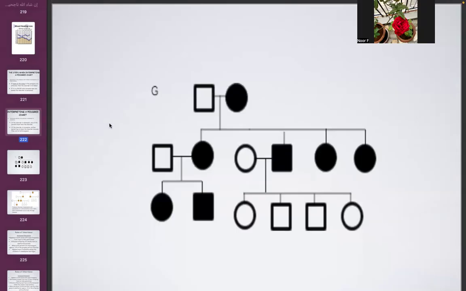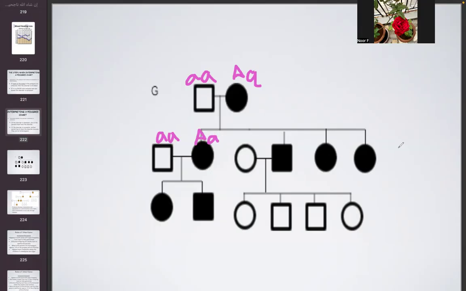For example, here the mother is dominant. One is recessive, and this is recessive. So this may be normal. So AA, the dominant gene is here, in the mother.